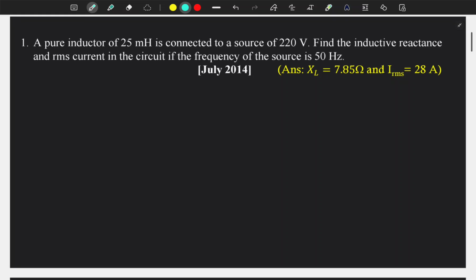Here we have a pure inductor of inductance 25 millihenry which is connected to a source of 220 volts. You need to find the inductive reactance and RMS value of current in the circuit if the frequency is 50 Hz. First, let me write the data.